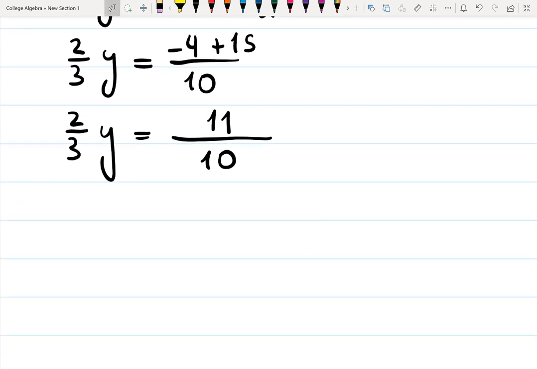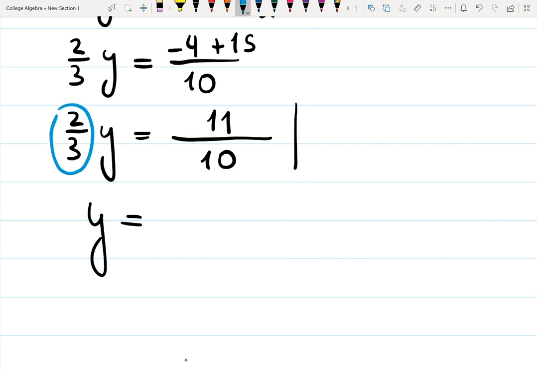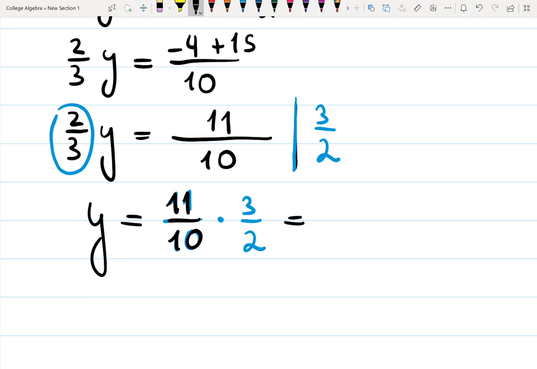Finally, I can isolate y now, so my goal is to have y equals whatever it is. To do that, I want to get rid of this fraction. This is 2/3. To get rid of 2/3, I will multiply by 3/2. So the answer will be 11 over 10 times 3/2. That is 33 over 20. And that is the answer.